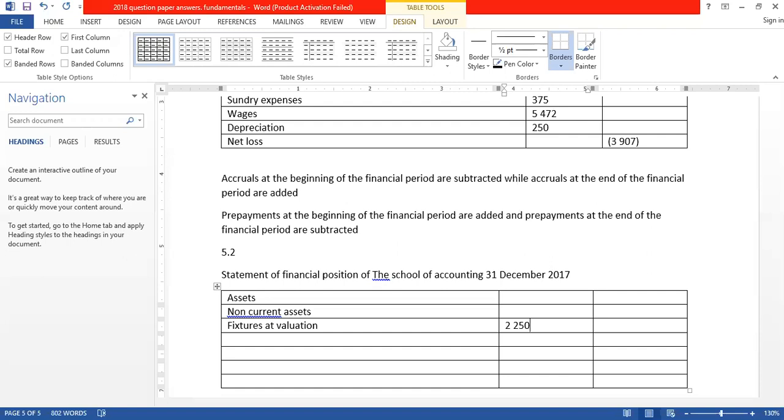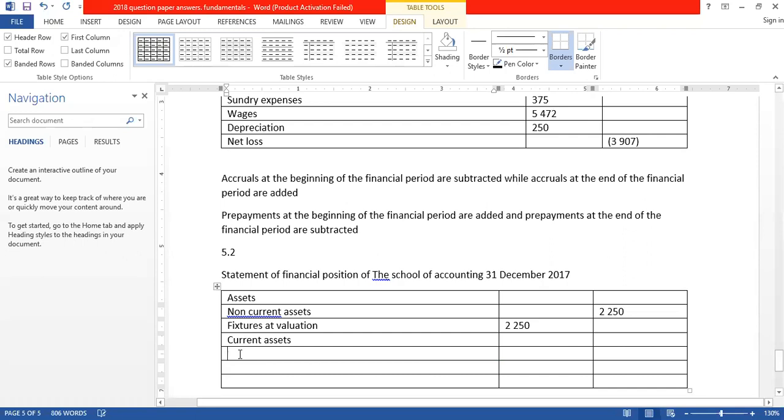Now that you're done, you check, do you have any other non-current assets? No, this was the only non-current asset that we have, and therefore we record it next to non-current assets, 2,250, because that's the final amount. And then from there you move on to your current assets.